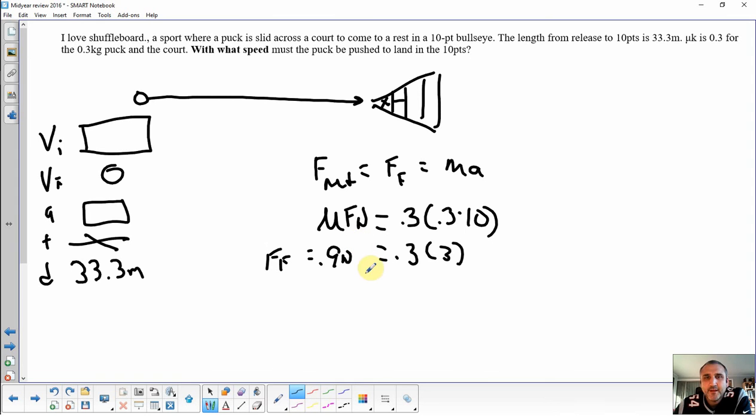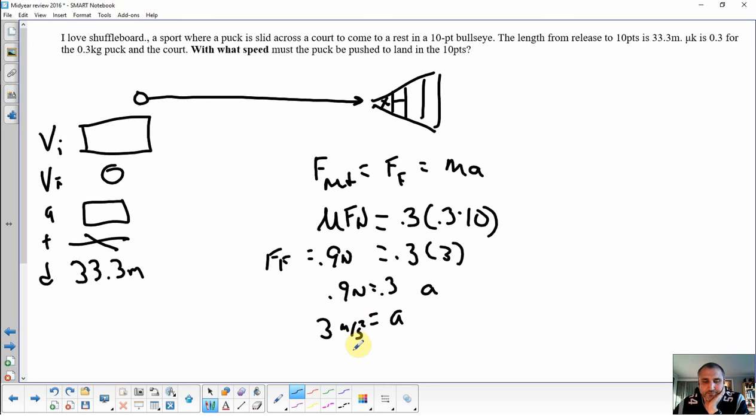So far, so good. So mu times mass times gravity gives you the normal force, and that will eventually give you the frictional force. So now I know friction is 0.9 newtons. 0.9 newtons equals ma, but the mass is 0.3, so 0.9 divided by 0.3 gives us an acceleration of 3 meters per second squared.